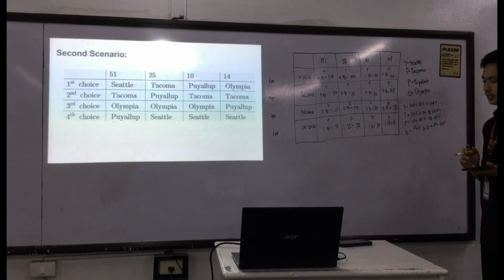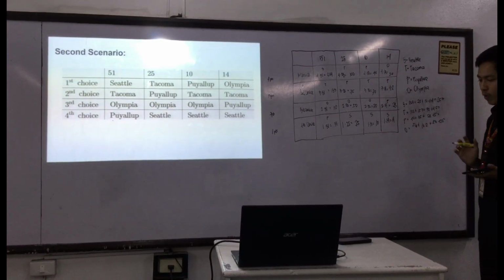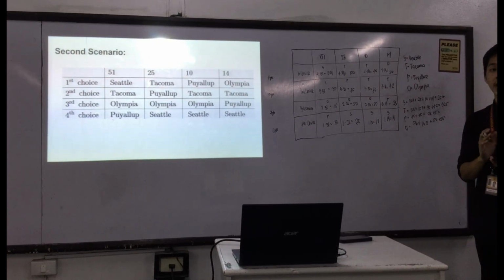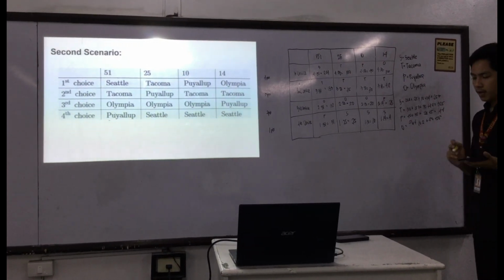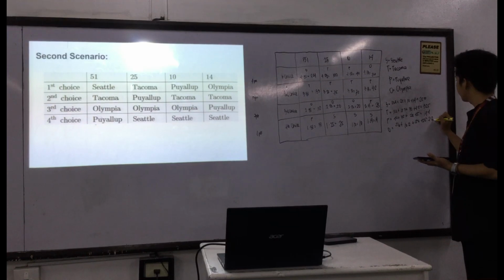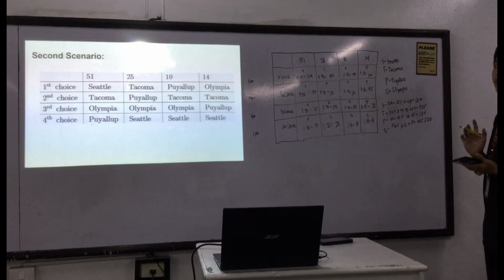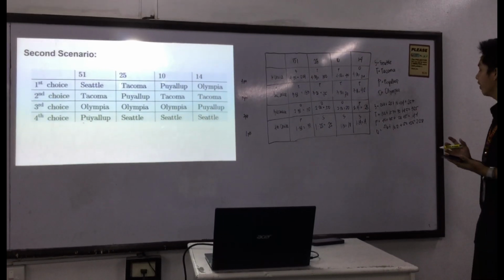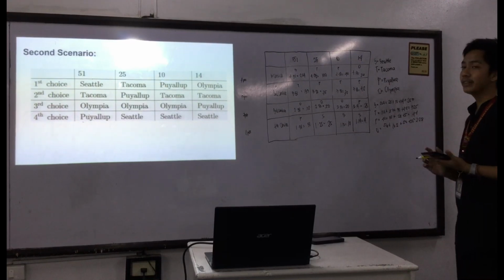The Seattle is equal to 250 points. The Tacoma is equal to 300 points. The Puyallup is equal to 194 points. And lastly, the Olympia is equal to 228 points. Tacoma has the highest votes overall. This means that the mathematicians from different countries will have the conference at the Tacoma.